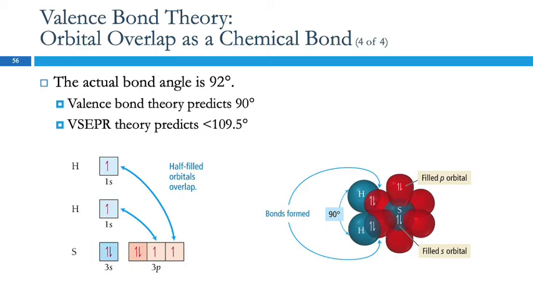So we always need to compare what our model is saying to reality. Valence bond theory would predict that this angle here is 90 degrees because the angles of the p orbitals are 90 degrees. The actual bond angle is 92. That's pretty close, right? VSEPR theory predicts that it's less than 109.5. Well, it is less than 109.5, so that's not a contradiction either.